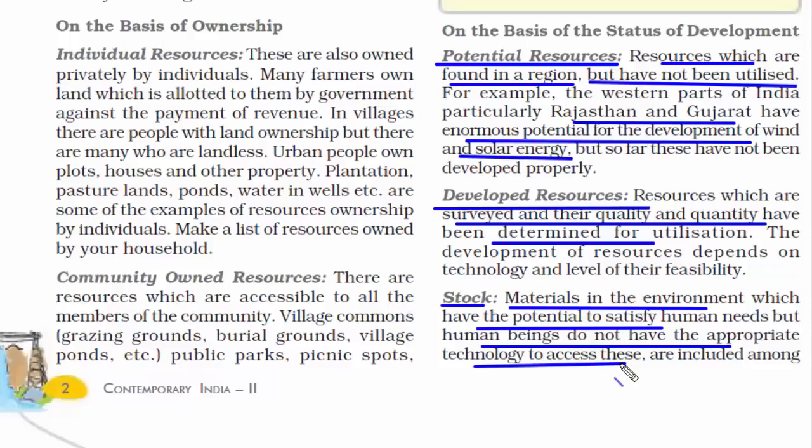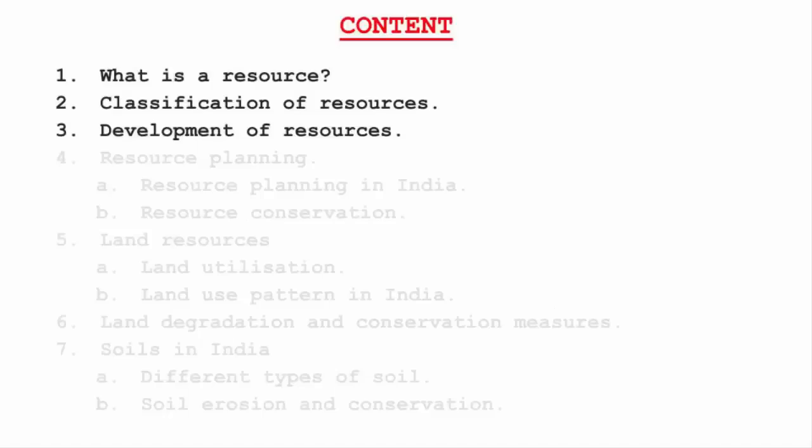So this all needs state-of-the-art technology, and here the coal that is deep down inside the earth's surface is there like a stock, and to access that we need this state-of-the-art technology. So with this example, I hope you get the meaning of stock. And the third topic is development of resources.